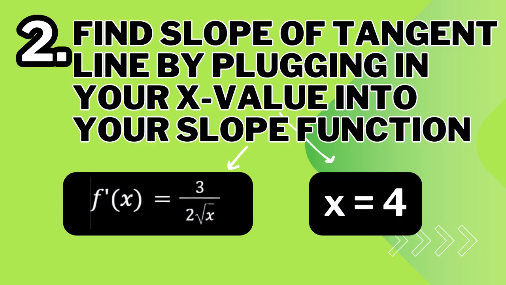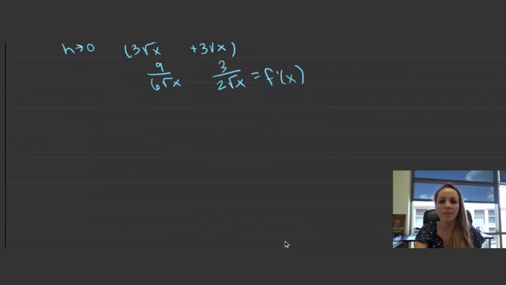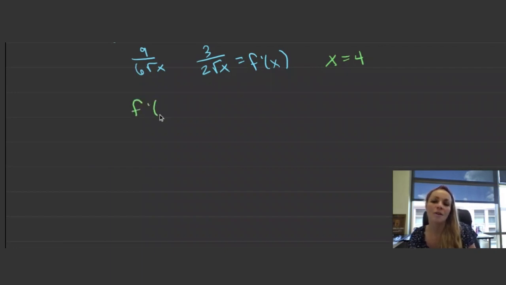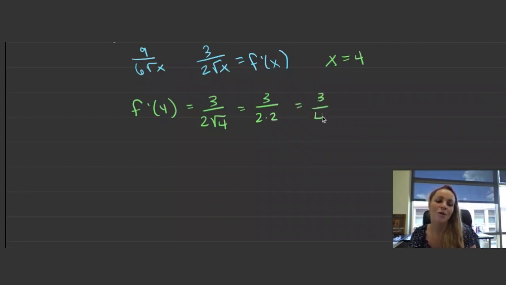Step 2, find the slope of the tangent line by plugging in your x value to your slope function. So this is the slope function we got in the last problem. And the x value we were given in the problem is x equals 4. What I'm trying to find is the slope when x is equal to 4. So f prime of 4 equals 3 over 2 times the square root of 4, which equals 3 over 2 times 2, which equals 3 over 4. This 3/4 is the slope of your tangent function.